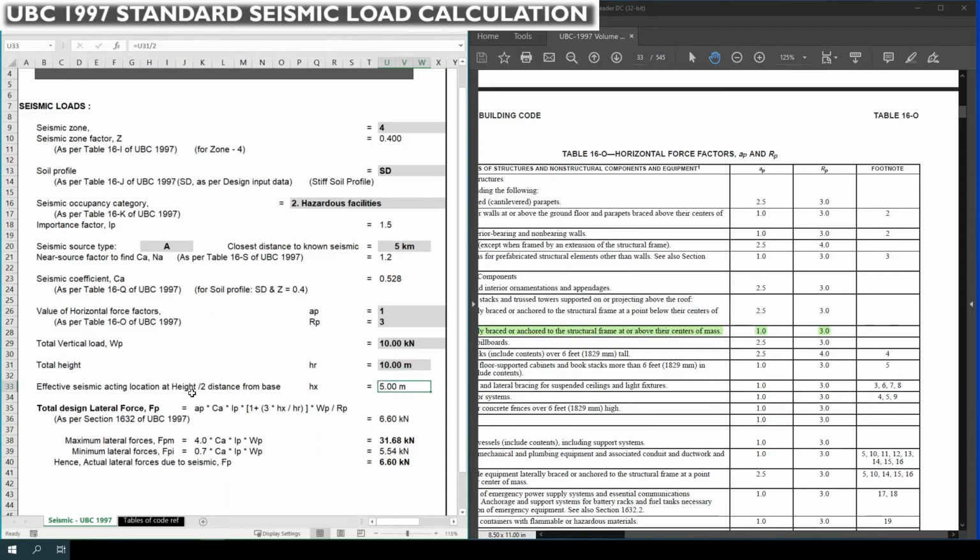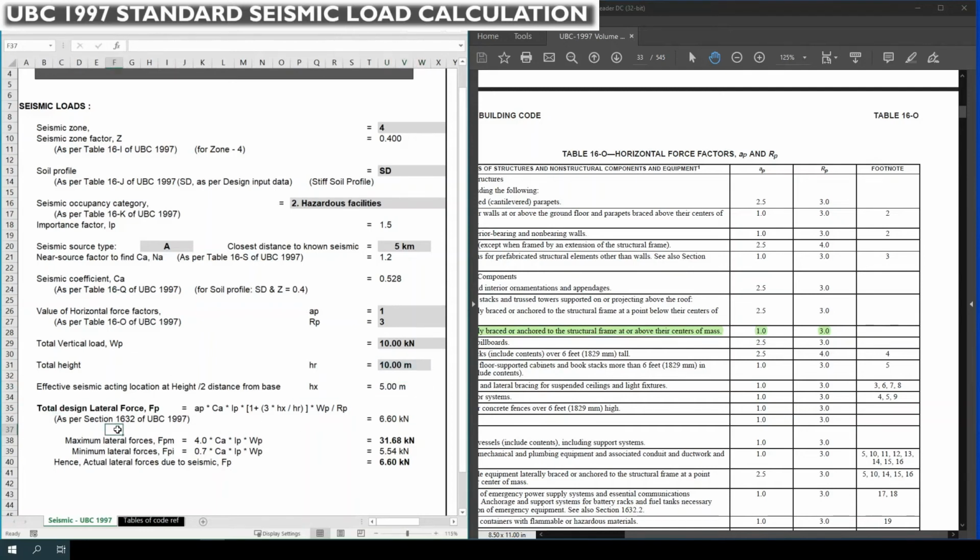Seismic effective acting location we can consider as the center of the height, so it is height divided by 2, so that hx equals 10 divided by 2, which is 5. We can also have any height where we need to find the seismic lateral force. We can also enter 2 meter or 4 meter. Up to 10 meter we can enter, as the total height we have is 10 meter.